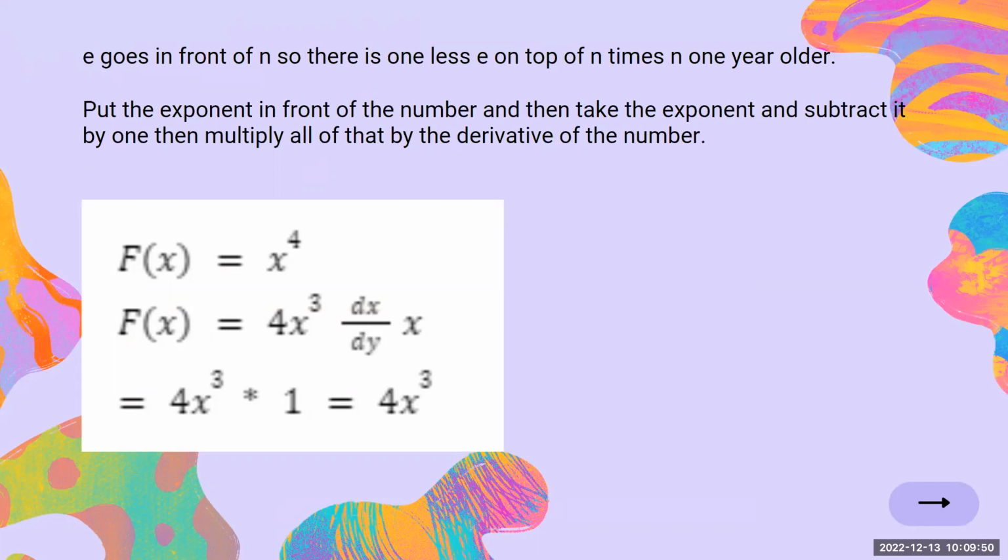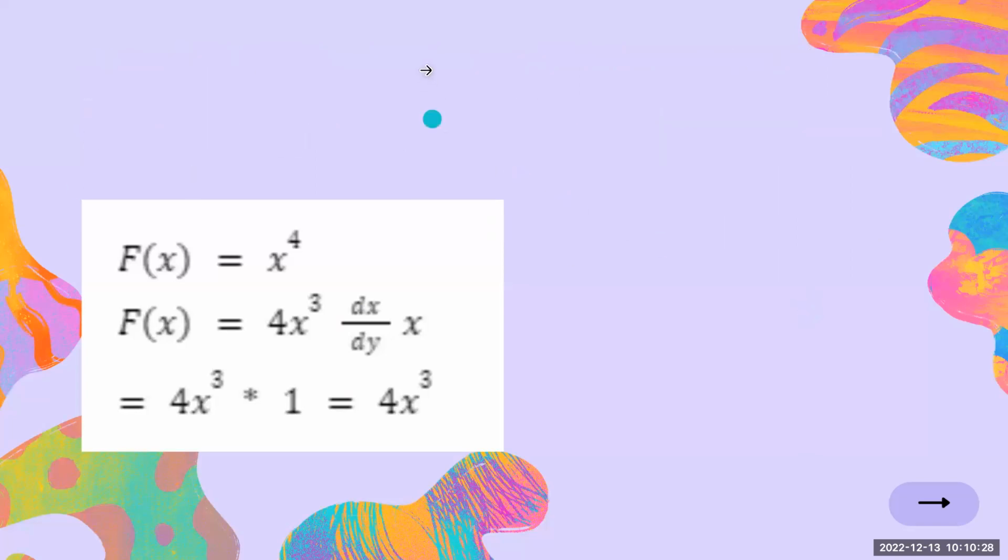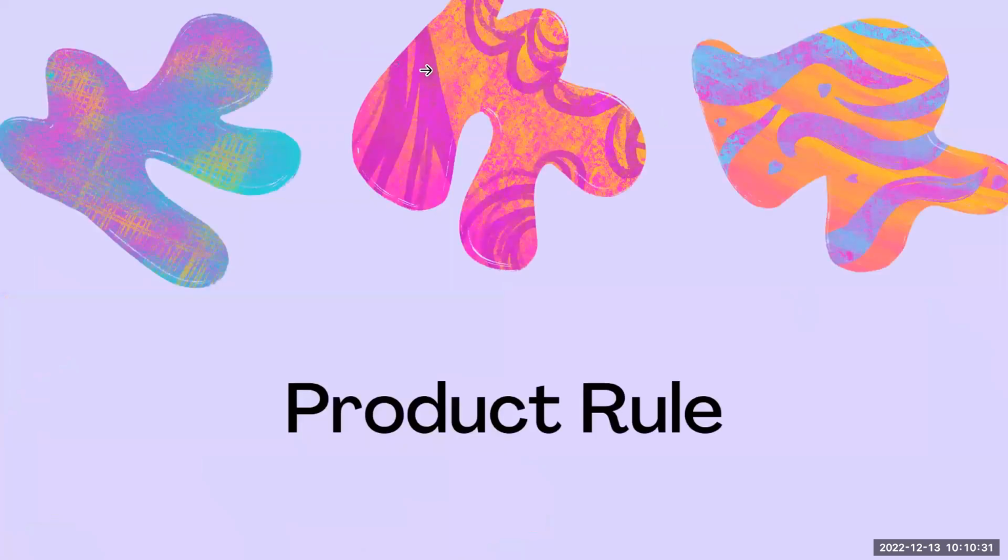And so my example is f of x equals x to the 4th. What you do is f prime of x would be 4x to the 3rd, because you took the 4, which is the exponent, and put it in front of the x, and then you subtracted 1 from 4, so that's 3, times the derivative of x, and the derivative of x is 1. So if you do 4x to the 3rd times 1, then you get 4x to the 3rd. And I will be passing it on to Noah.